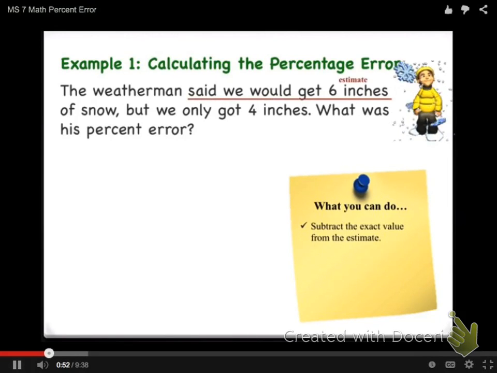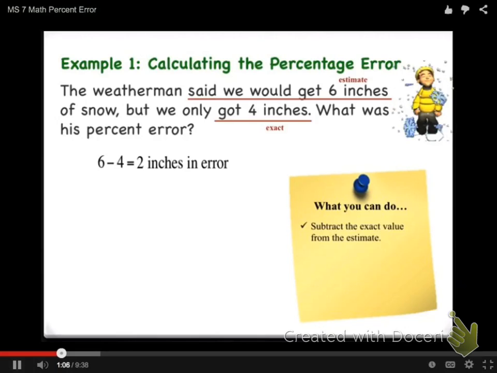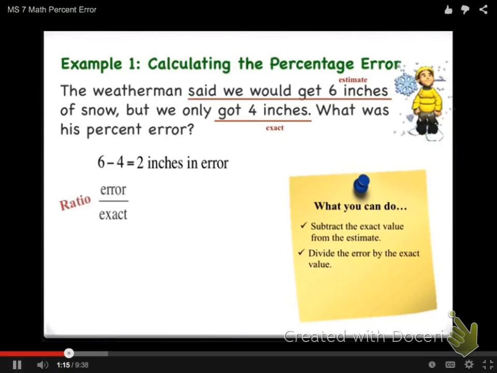The weatherman said we would get 6 inches. This value is our estimate. We only got 4 inches. That value is the exact. Subtracting 6 minus 4 is equal to 2 inches of snow in error. Next, let's divide the error by the exact value. We can do this by setting up a ratio, error to exact. 2 inches of snow in error over 4 inches exactly.